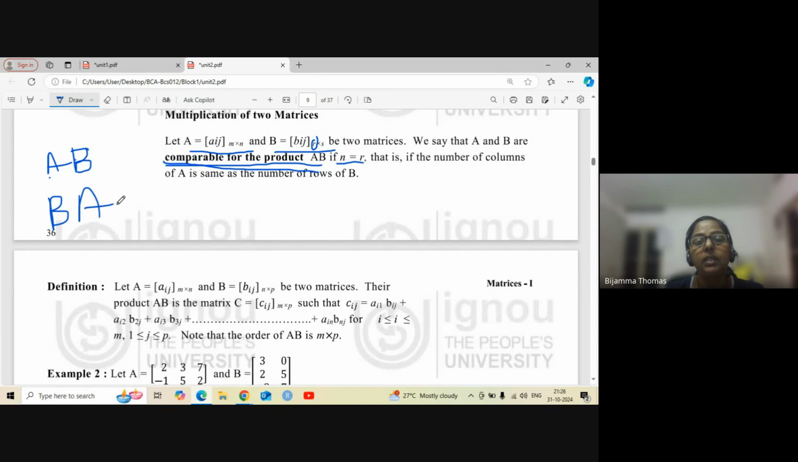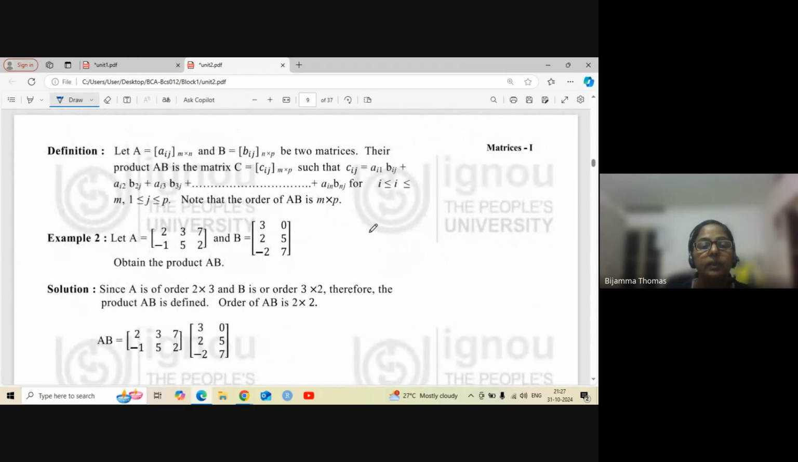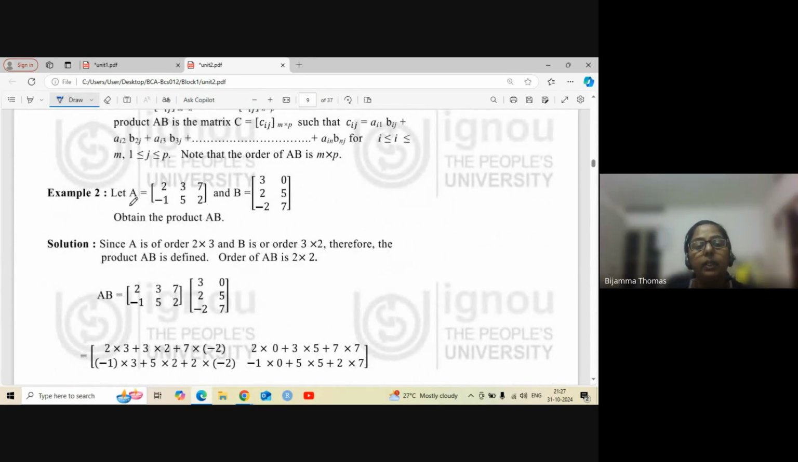When we consider the product of two matrices, when we multiply two matrices, first matrix, second matrix, the number of columns of the first matrix should be equal to the number of rows of the second matrix. Then only the product is possible. Is it clear? Yes, ma'am.